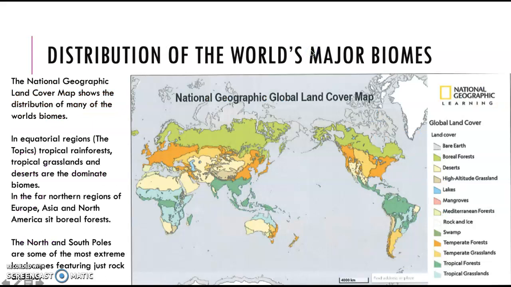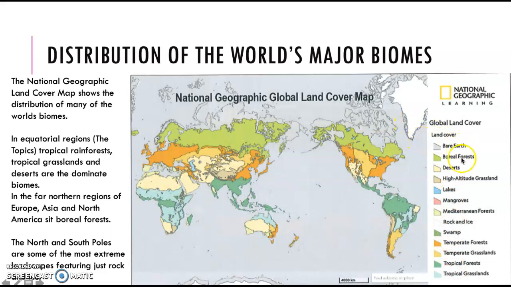The second point we're going to look at today is the distribution of the world's major biomes. Now, we know that biomes are clusters of ecosystems that exist all throughout the world. We learnt those definitions in our very first biomes lesson last term. Now, we know there's also some debate about how many different types of biomes there actually are, but this is what we're going to go with today.